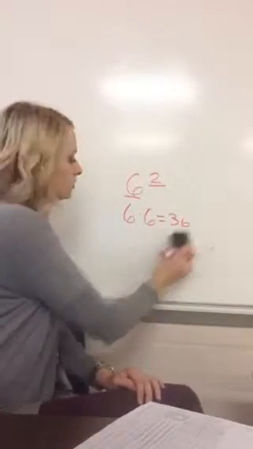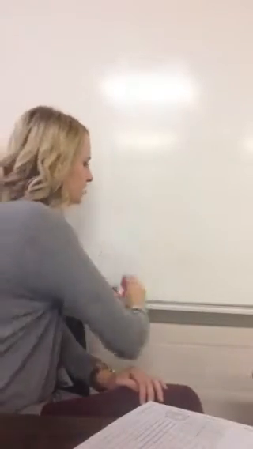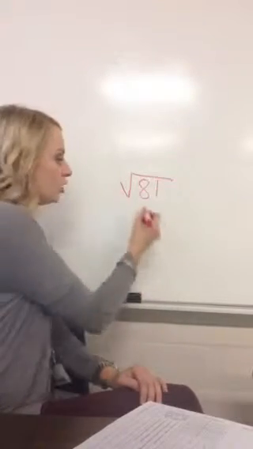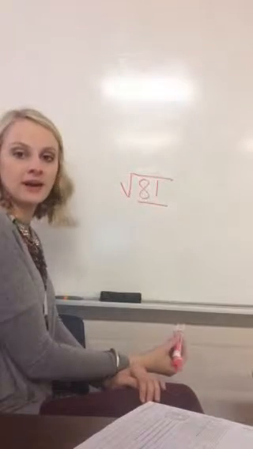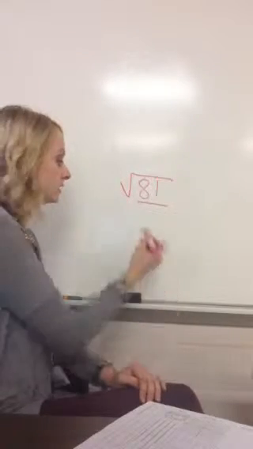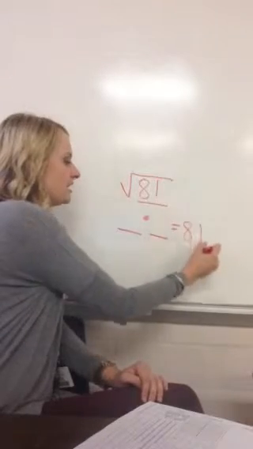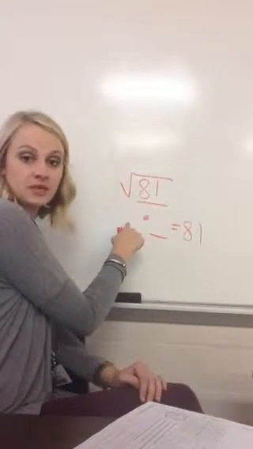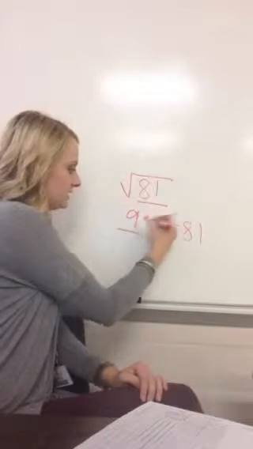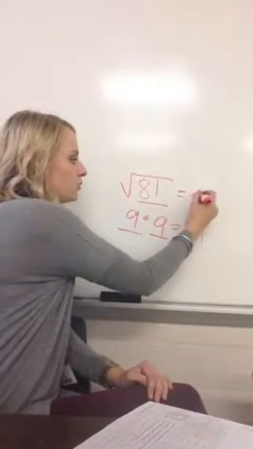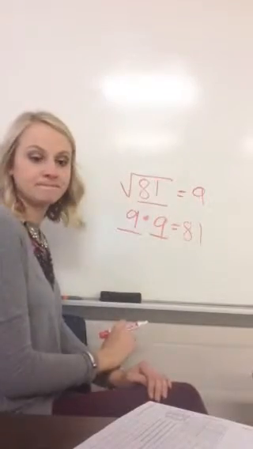When I have the square root, like the next one over, the square root of 81, you want to think what number multiplied by itself equals 81. So I've got to think something times something equals 81. And I know these two have to be the same thing. So I'm going to have 9 times 9 equals 81. So I know the square root of 81 is 9.